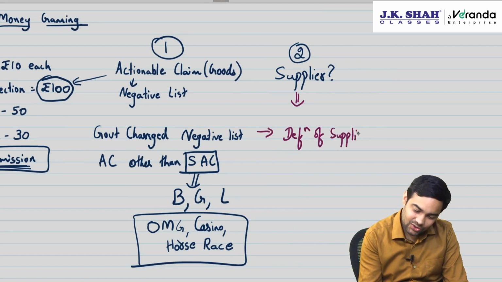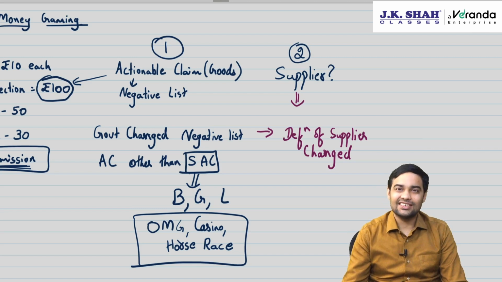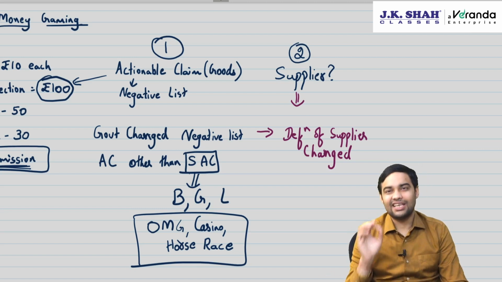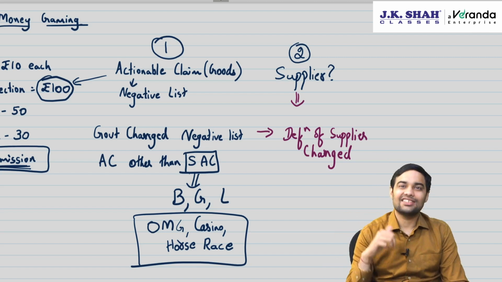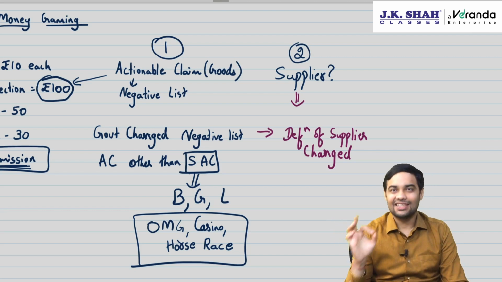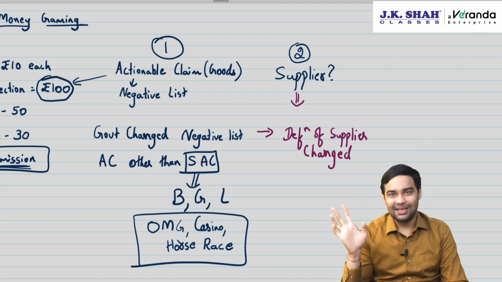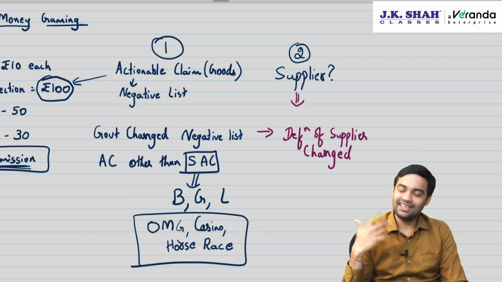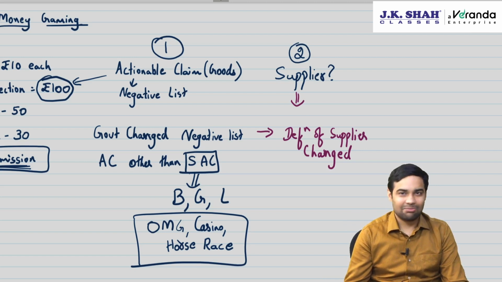Definition of supplier was also changed, saying that any person who is arranging, organizing or collecting money or money's worth, including virtual digital assets, whether he is running a game of skill or chance or both, it doesn't matter, he is deemed to be a supplier of that actionable claim. So they added a provision saying that you are deemed to be a supplier. They widened the definition of supplier.